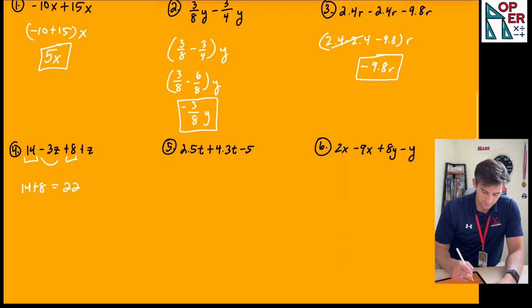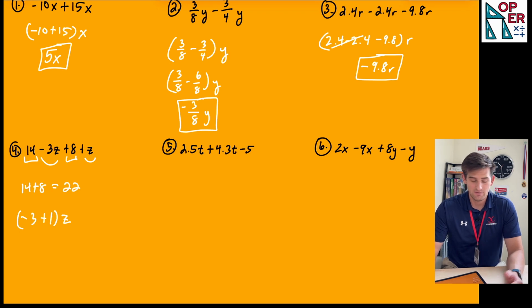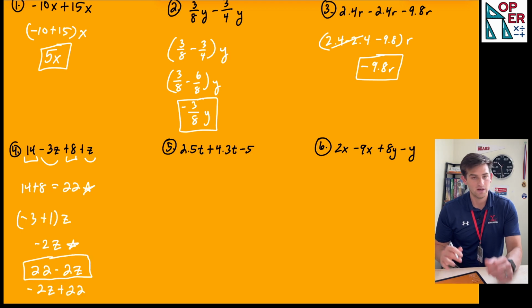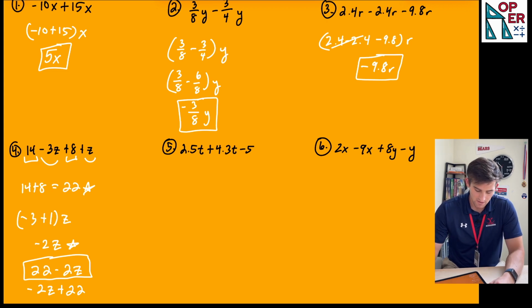And now here we have a negative 3z and a z. So we could do negative 3 plus 1, because z would just be 1z, right? So negative 3 plus 1 is going to give us negative 2z. So now we have 22, we have negative 2z. We can write those together. You could either write it as 22 minus 2z, or you could write it as negative 2z plus 22. Okay, either one of those would be correct. They're both fine.